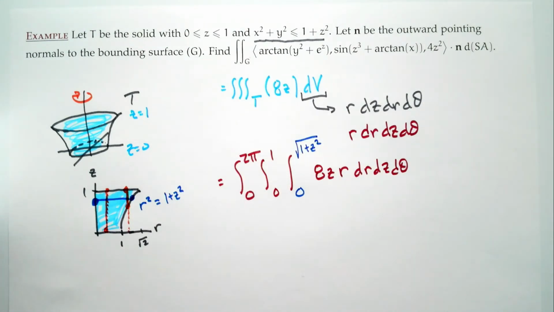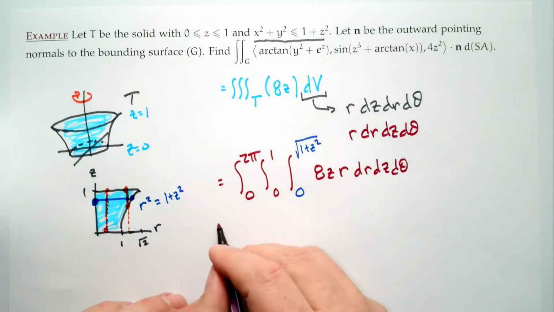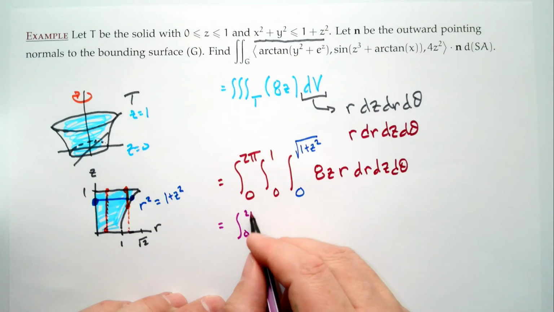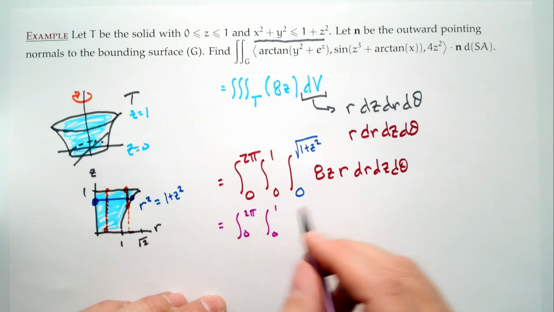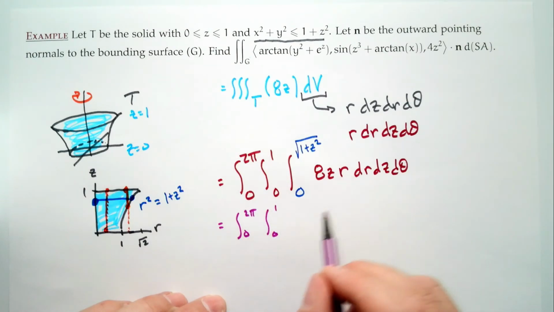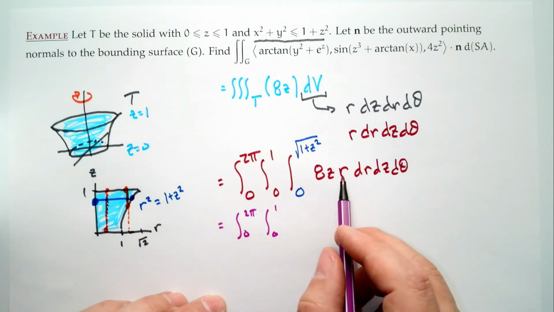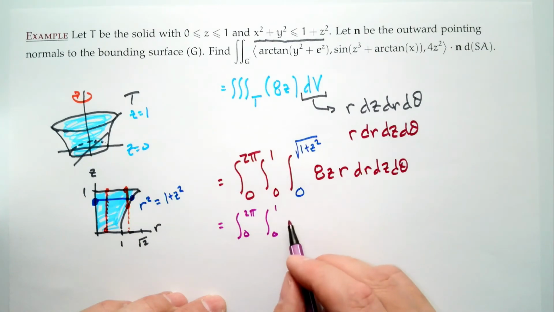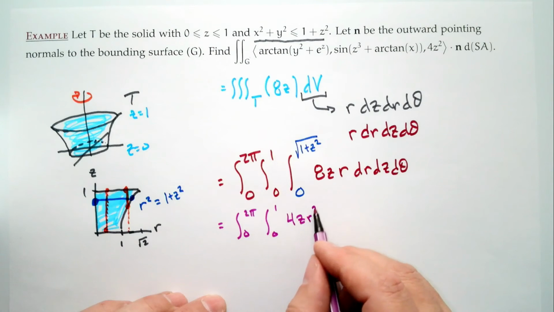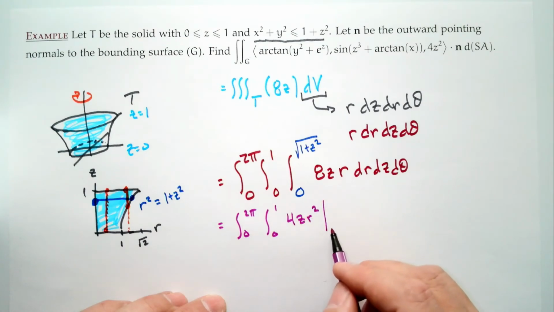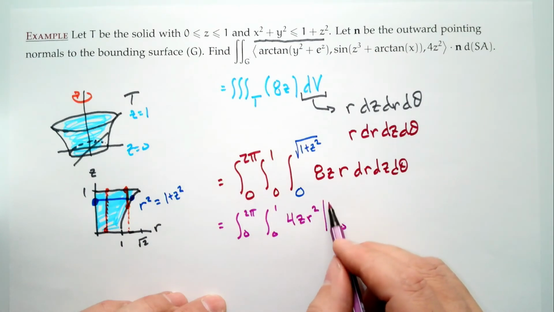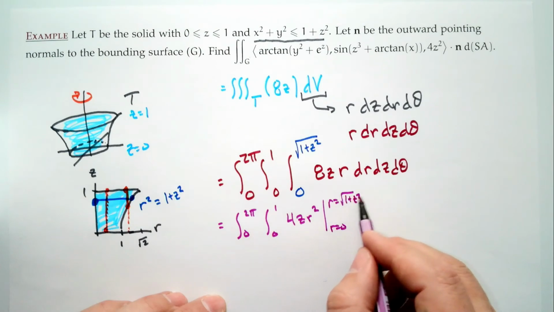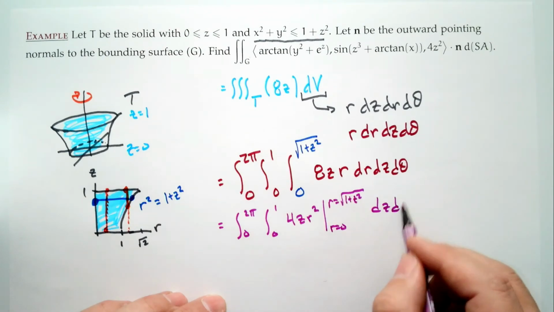All right. Now, this is an integral you can't pull apart because you have a function in your bounds. That's all right. We can do that. We can do them one layer at a time. It's no problem. Integral 0 to 2 pi, integral 0 to 1. Here I'm integrating first with respect to r. So if I do that, that'll be r squared over 2. So that'll leave us with 4z r squared over 2 evaluated from r equals 0 to r equals the square root of 1 plus z squared, dz d theta.